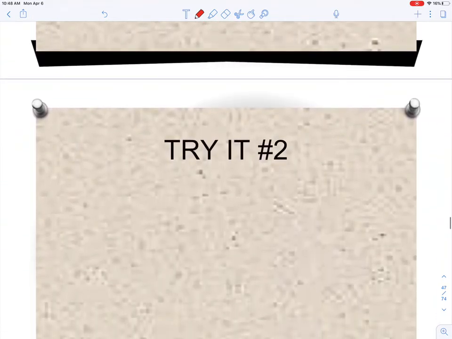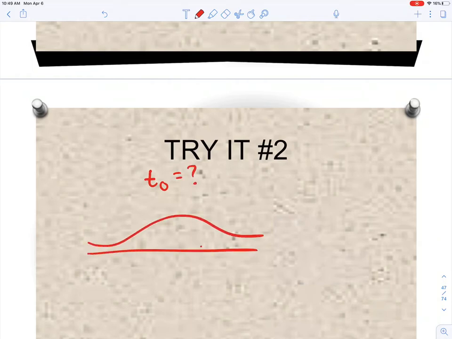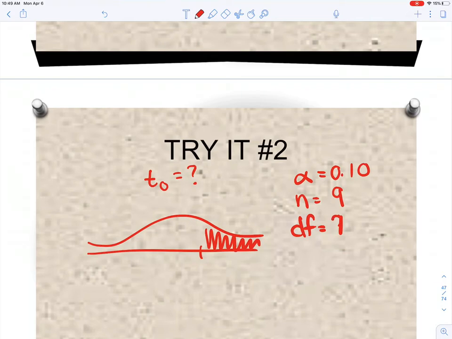All right, let's try another one. This one says, find the critical value t sub 0 for a right-tailed test. So I know it's going to be positive, with a level of significance of 0.10 and an n of 9. So again, smaller than 30. I know I have to use t. I need my degree of freedom. I'll do 9 minus 1.